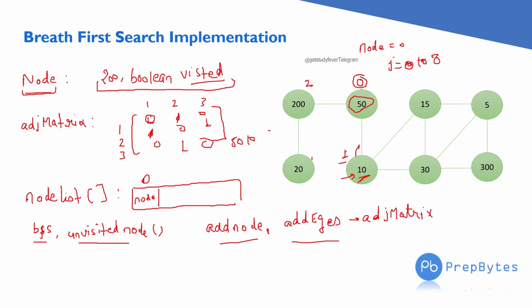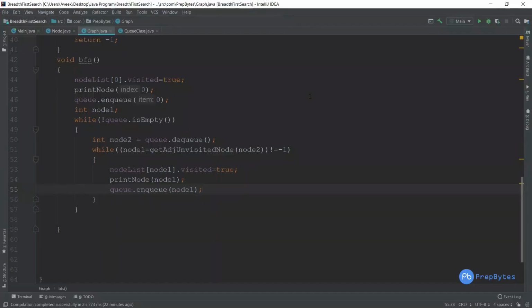After, in BFS, what we do is, we will go back to 50 and we will check whether there is another unvisited node or not. Yes, there is another unvisited node, that is 200 with the index 2. So this while loop, what it is doing is, it is checking all the unvisited nodes of my node 50. Correct. So after that, it will simply return me the index of 200. In our example, it will make it visited as true. It will print it and it will enqueue it.